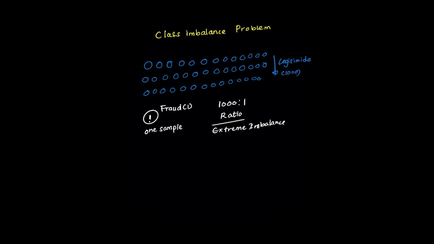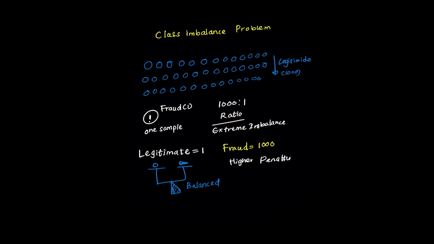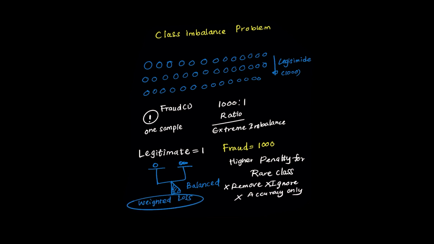Weighted loss functions assign much higher penalties for misclassifying the rare fraudulent transactions, forcing the model to pay attention to these critical cases. It's like a teacher giving more points to hard questions on an exam. Removing minority class eliminates what we're trying to detect. Ignoring imbalance leads to useless models. And accuracy metrics lie about performance. Weighted loss functions rebalance the learning process without losing any data.